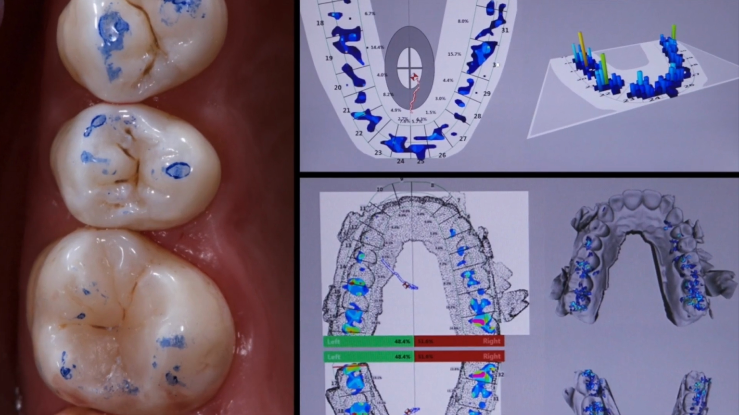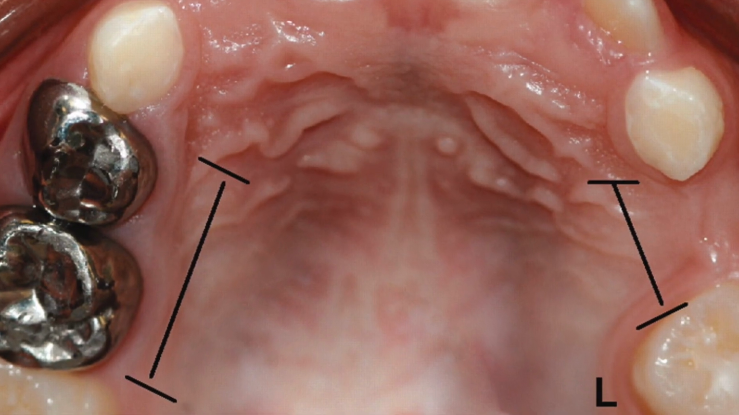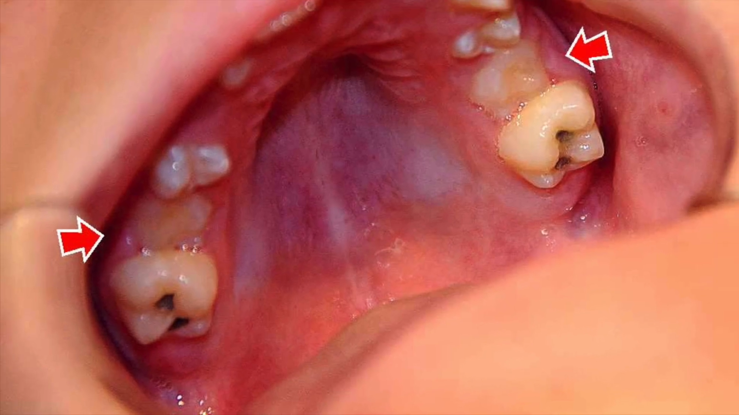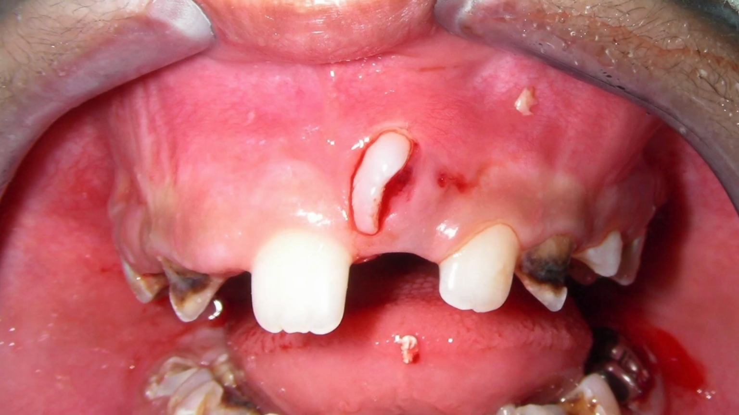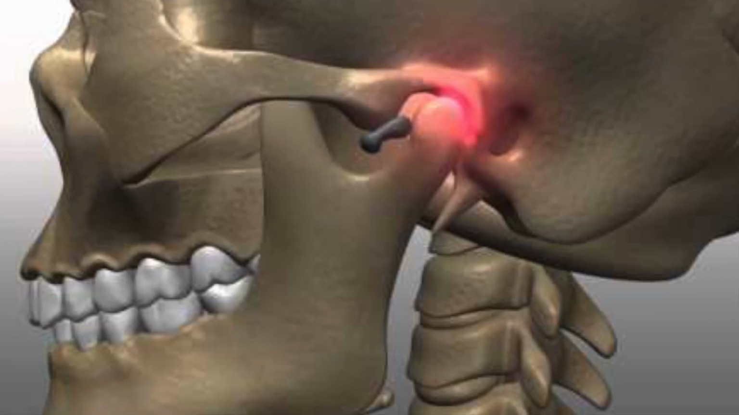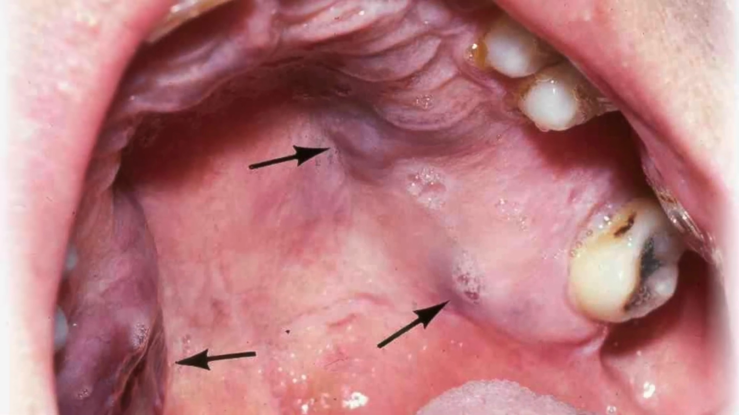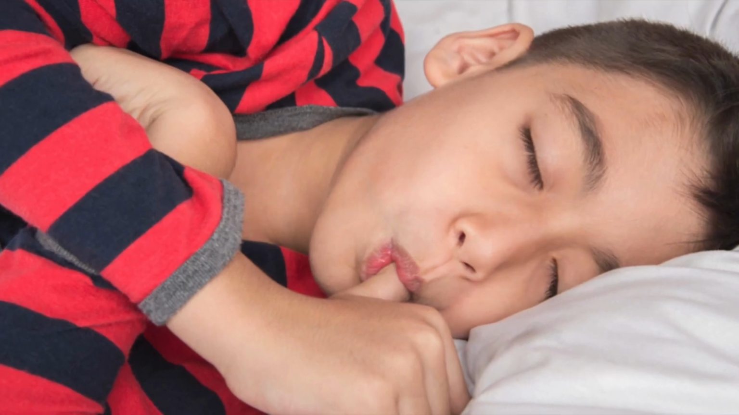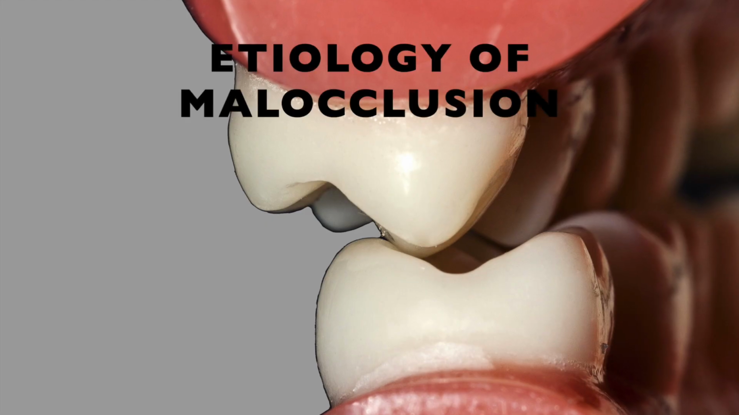In local causes, we have disturbed forces of occlusion, early loss of deciduous teeth, prolonged retention of deciduous teeth, delayed eruption of permanent teeth, loss of permanent teeth, periodontal disease, temporomandibular articulation disturbances, infections of oral cavity, pressure habits, and traumatic injuries including fractures of jaw bones.